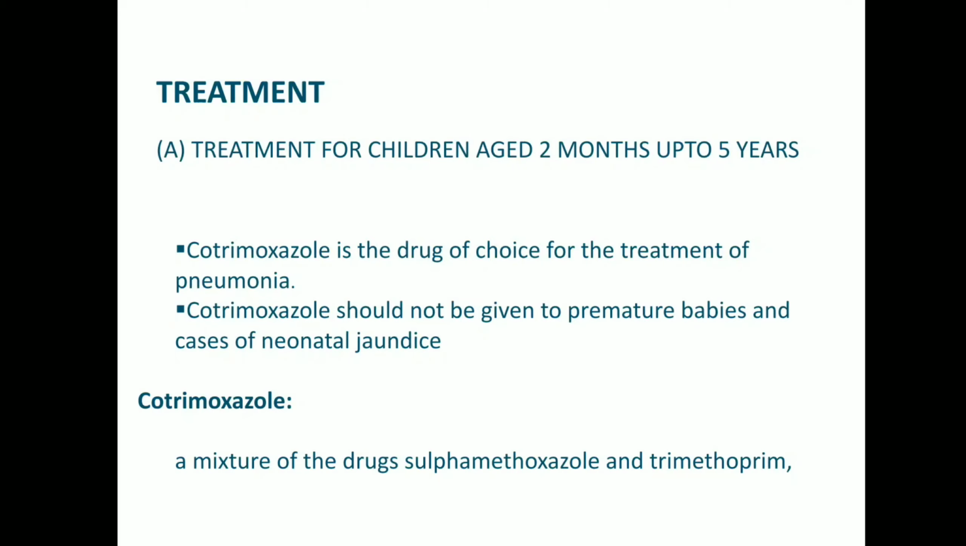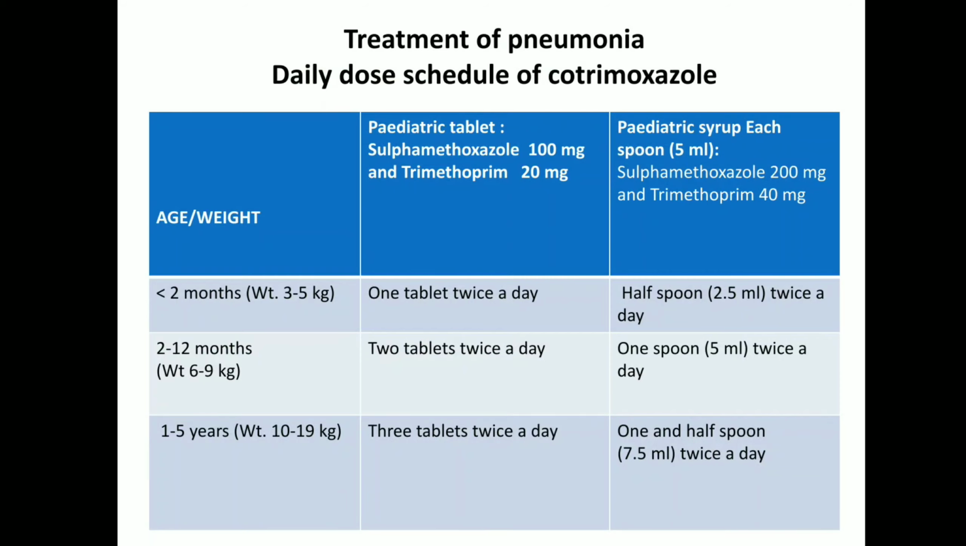So what is this cotrimoxazole? It is a mixture of 2 drugs, sulfamethoxazole and trimethoprim. So it is a combination of 2 drugs. How it is given in children: if the child is less than 2 months of age and the weight is about 3 to 5 kg, you have to give 1 tablet twice a day.